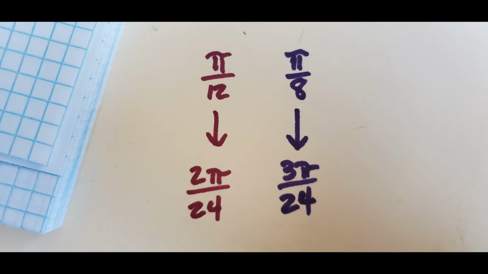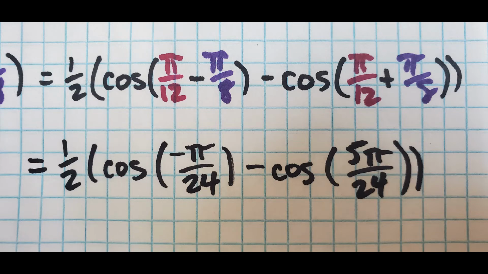And then, so what happens is you have 2 pi and 3 pi on top. When you subtract those, you're going to get a negative single pi on the first one, and then when you add them up, you get 5 pi on the second one. 5 pi over 24 and negative pi over 24 are not on the unit circle, so we leave this just like this, so not too hard.